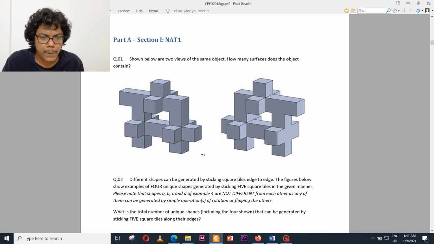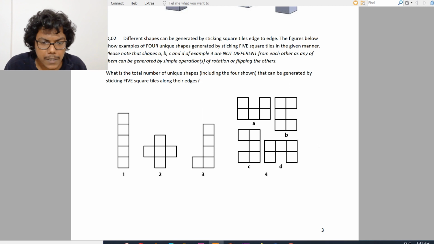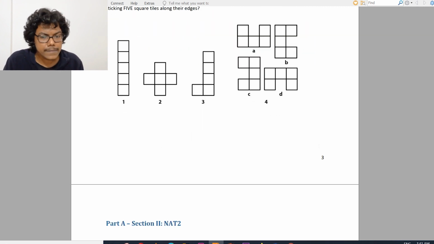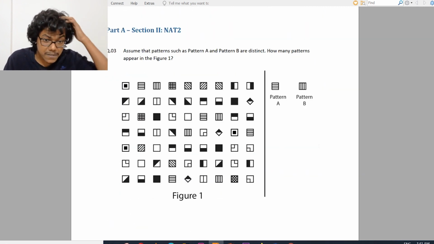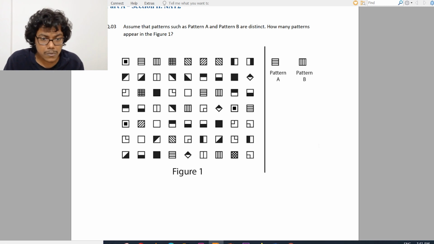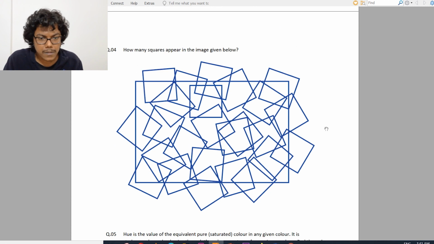We'll skip the bigger questions. Patterns, again, you just have to observe the patterns carefully. Then it's an easy game. In this one you have to carefully count the squares. This is also an easy game.